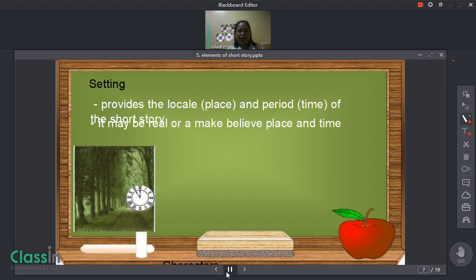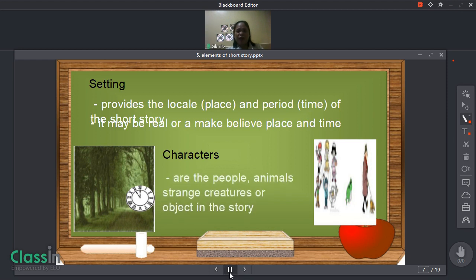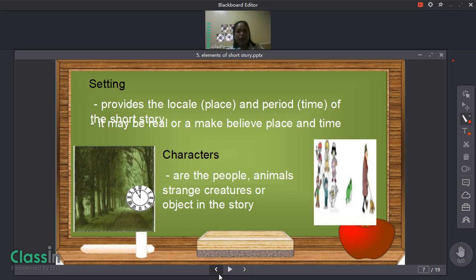Okay, next to that are the characters. When we say characters, as you see in the pictures, they are not only persons but also animals, other creatures, or even objects that are present in the story. So characters are the people, animals, strange creatures, or objects in the story. They are the ones who portray the roles or act in the story.